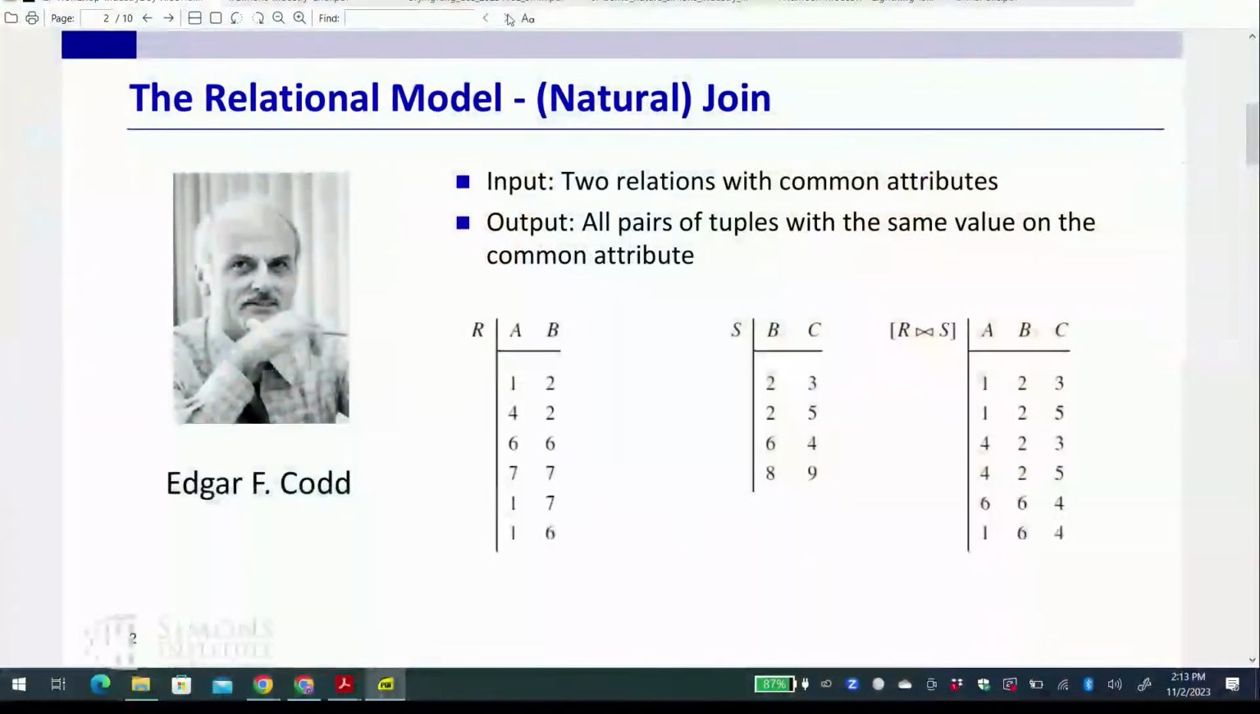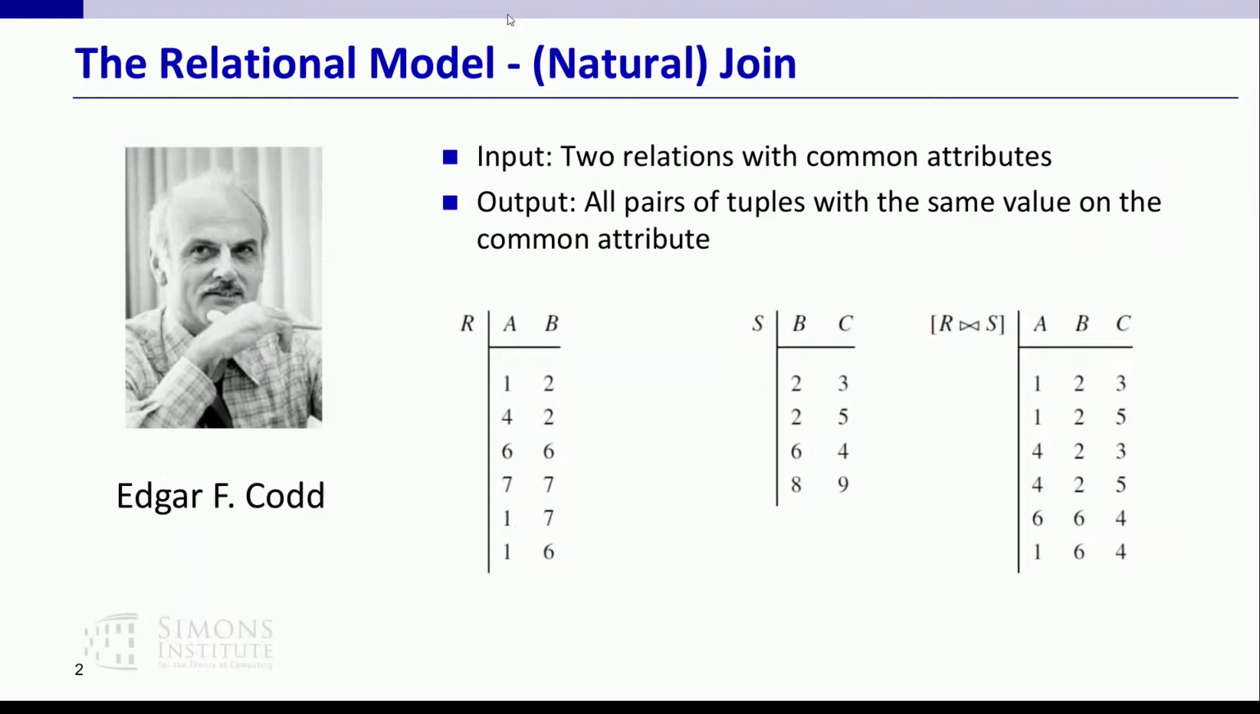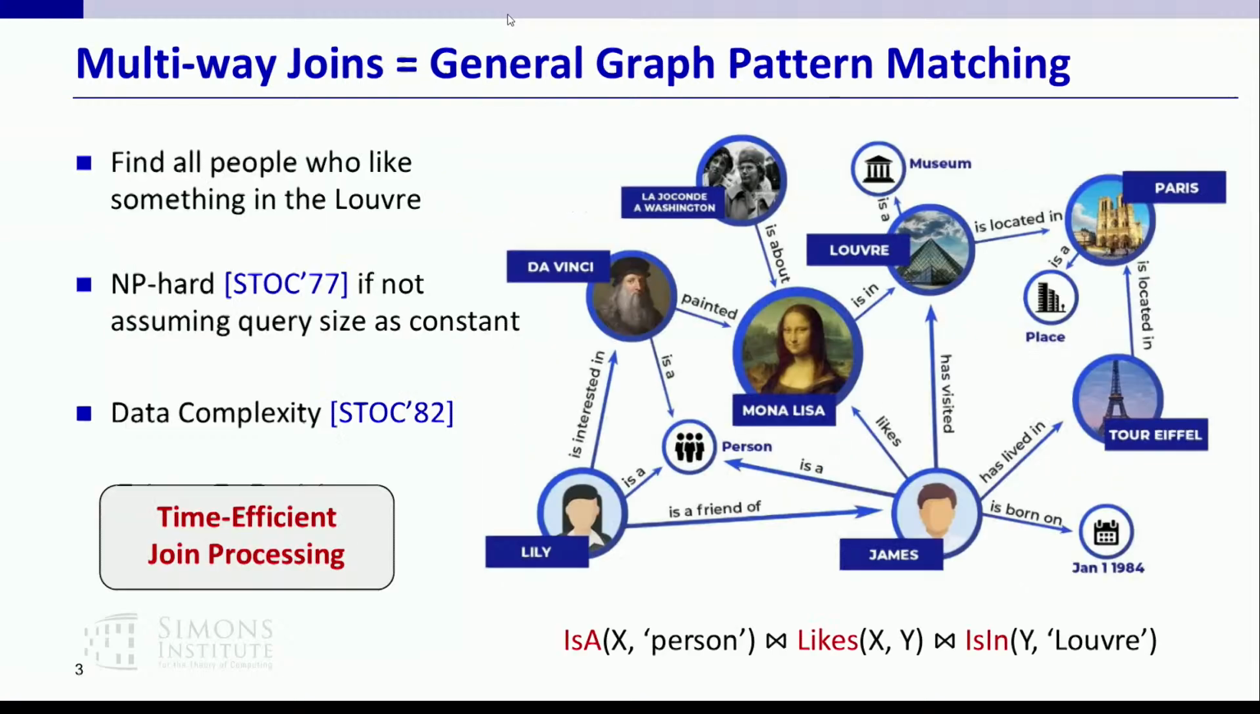In the relational database, the join is a fundamental operator that can link the information stored in different tables together. So given two tables with common attributes, the join operator will find all pairs of tuples with the same value on their common attribute. And if we have more relations, we can use the join operator to express more complex analytical queries.